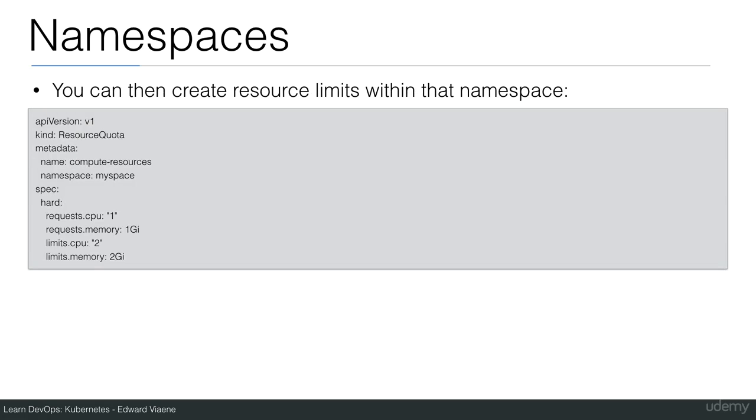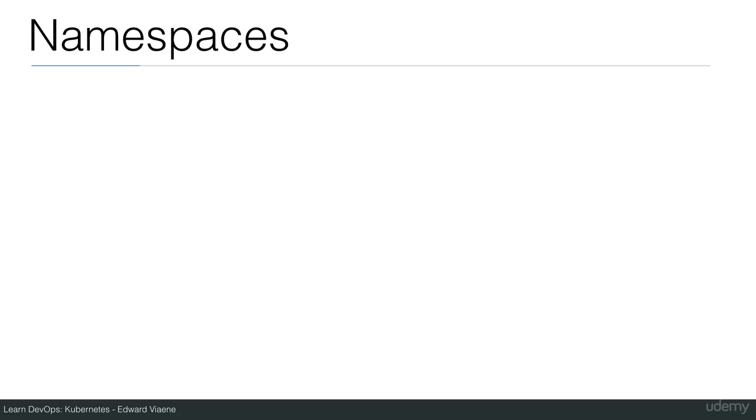You can then create resource limits within that namespace. Here we have an object of kind ResourceQuota. We have the metadata, we give the name. Here we also have a namespace. We specify our newly created namespace myspace. And then we have the specifications. We have a hard limit on requests CPU, requests memory, limits CPU, and limits memory. The requests CPU is 1 core, 1 GB of memory. There's a limit of 2 cores and 2 GB of memory.